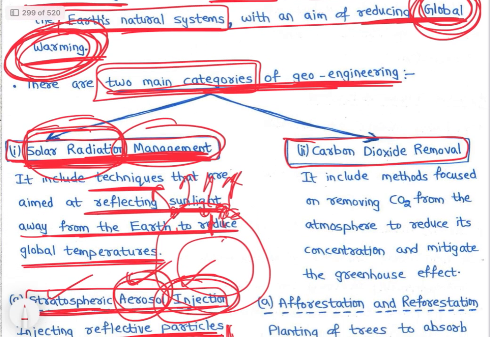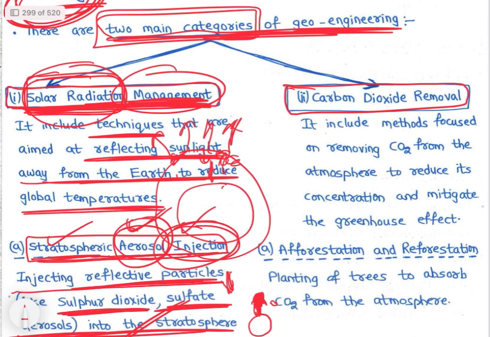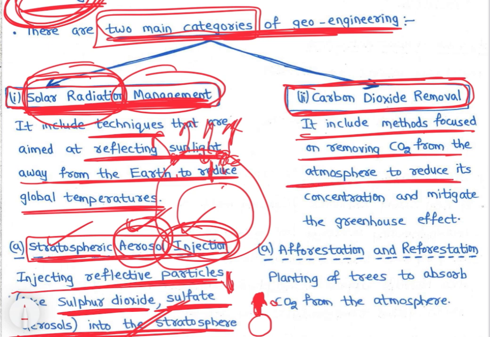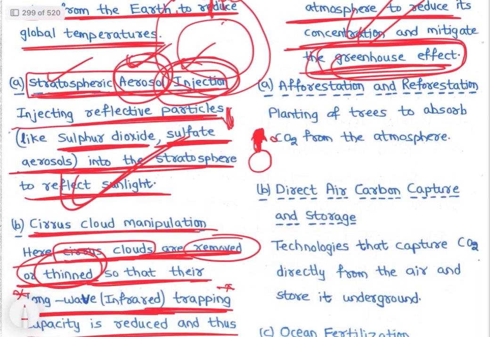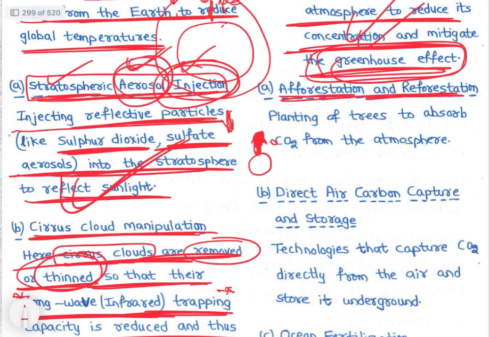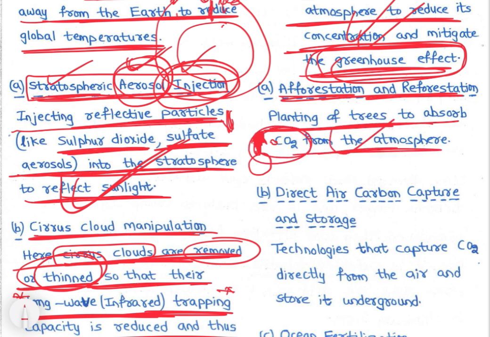Then next is carbon dioxide removal. We will remove carbon dioxide so that the greenhouse effect reduces. It includes methods focused on removing CO2 from the atmosphere to reduce concentration and mitigate the greenhouse effect. We have already studied this. One is afforestation and reforestation, planting of trees to absorb CO2 from the atmosphere, so plants absorb CO2 and that will reduce the greenhouse gas effect.